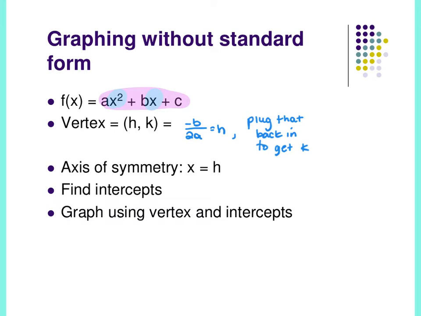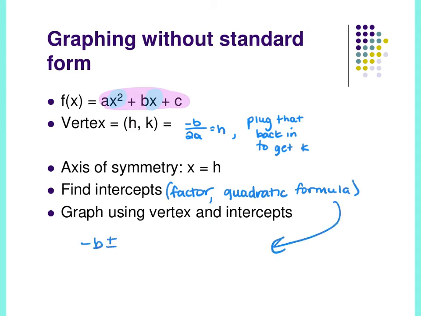Then you can find your intercepts. Usually from this, we factor. If it's not factorable, we can use the quadratic formula, which is negative b plus and minus the square root of b squared minus 4ac all over 2a.